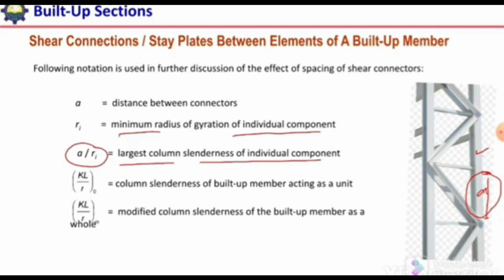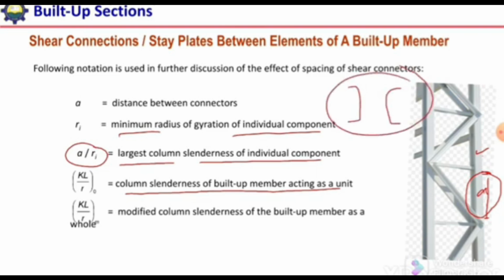KL over r0 is the column slenderness ratio of the built-up section. For example, if we have a built-up section like this, the slenderness ratio of this built-up section will be KL over r0. And KL over rm is the modified column slenderness ratio of the built-up member. So we need to modify the slenderness ratio in the case of a built-up section when we have these shear connectors.